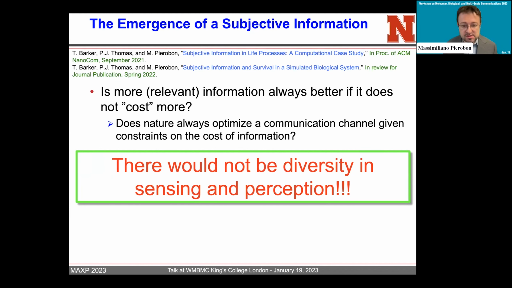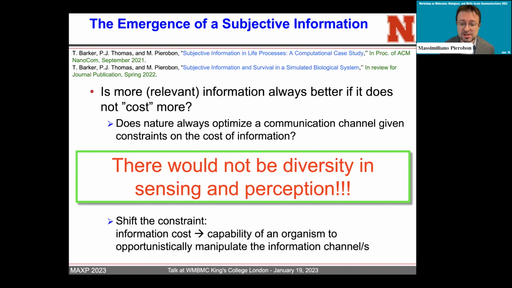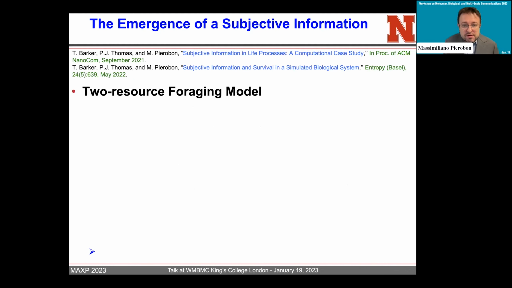But then we thought, if that were the case, we would see the colors all at the same time. In the same way, we would perceive information as humans in the same way. There would not be diversity in sensory perception, which we actually observe in nature. So our research shifted the constraint from the information cost to the capability of an organism to actually manipulate the information channels and still try to cherry pick the information that is important to the organism. So we developed a model.